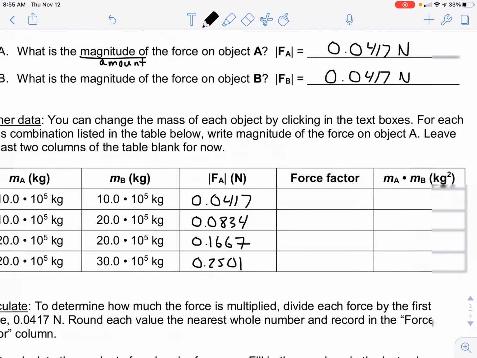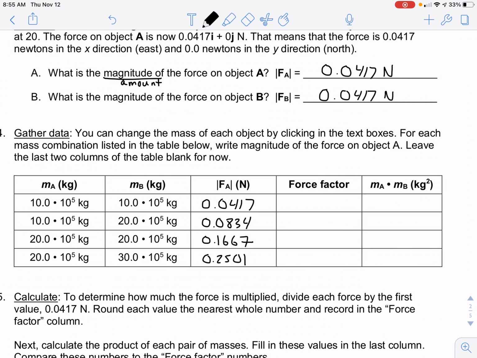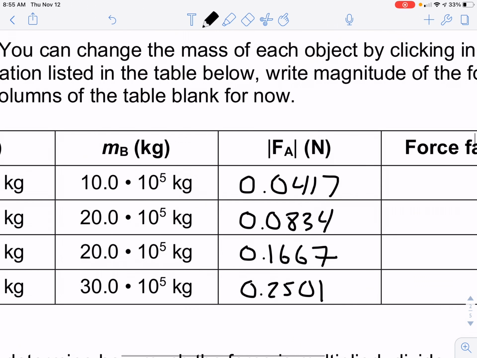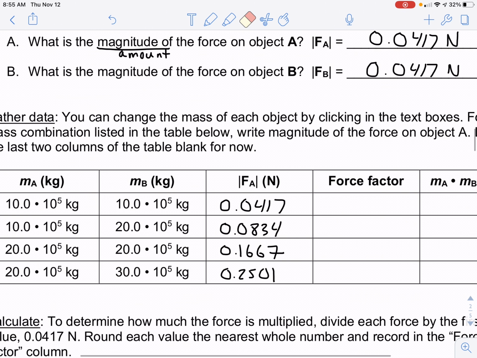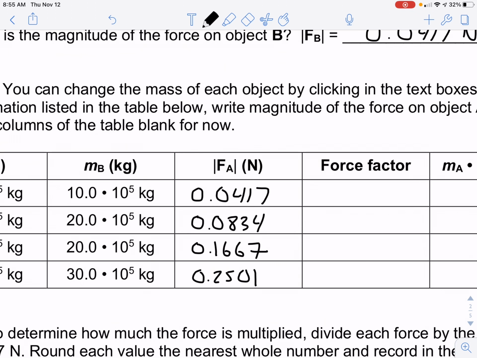Now, here's how we can take a look at force factor, and here's what force factor means. Force factor means how much bigger this force is than the original force. So force factor means compare the force to the original trial. The original trial had a force of 0.0417 newtons on object A. Now if we look, the force factor on this would be 1 because this is the starting point and it's what we're comparing to.